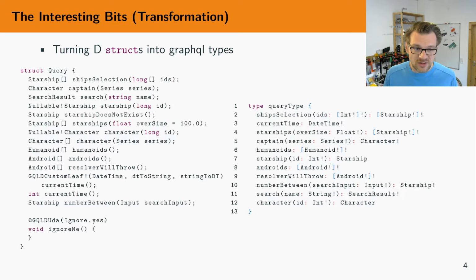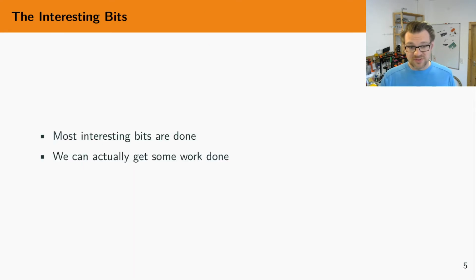And turning those structs into the GraphQL schema, onto the GraphQL types, is interesting work. It's involving a lot of AST or traits, walking all the members, making sure that the conversions work, that you turn your longs and your ints and your bytes into the right type. And the same goes for the strings and the default parameters and so on and so forth. But all these bits are already done.